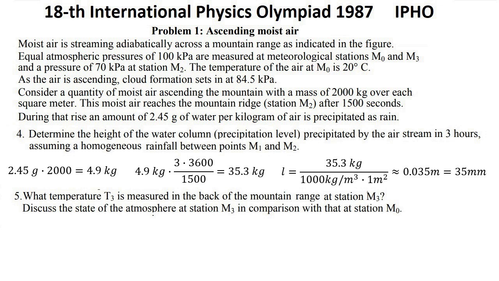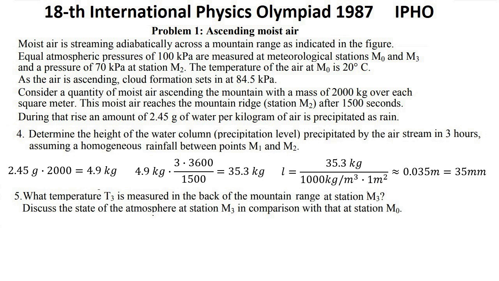Question 5. What temperature T3 is measured in the back of the mountain range at station M3? Discuss the state of the atmosphere at station M3 in comparison with that at station M0. Solution to question 5.